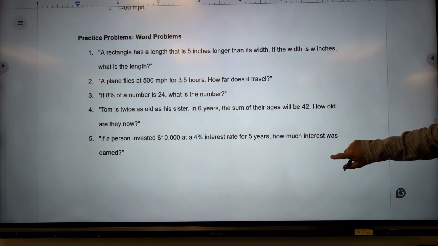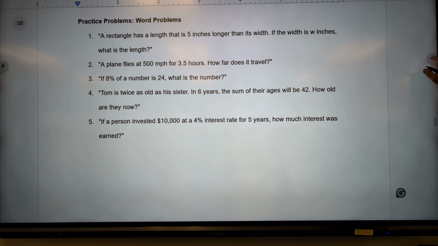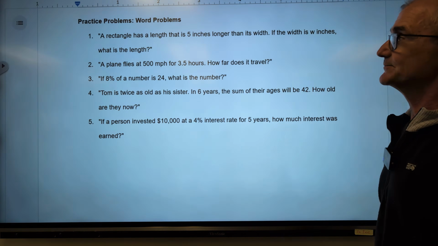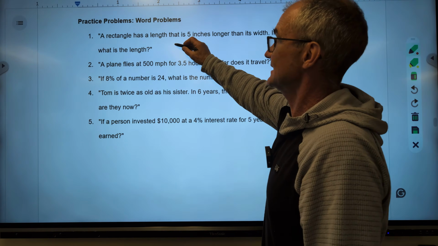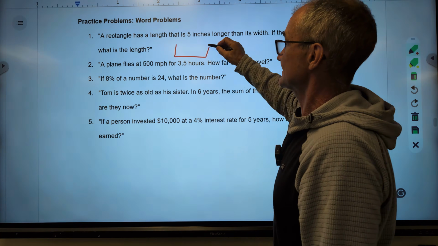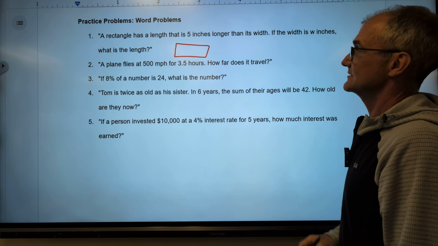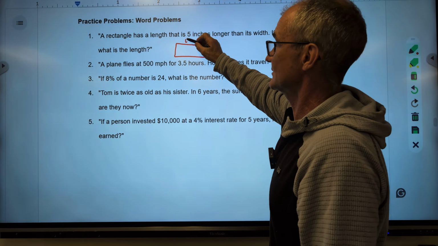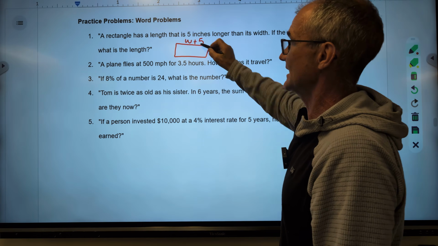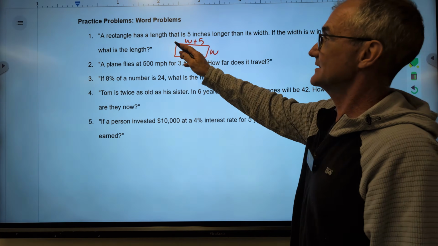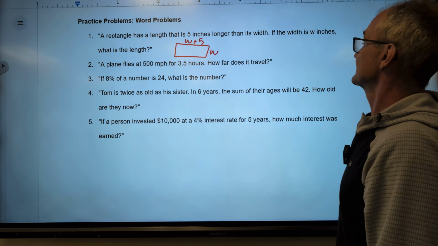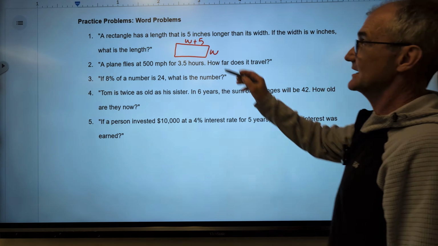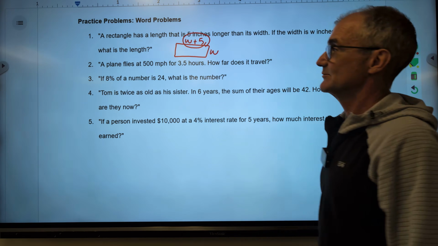All right, let's move on to our practice problems here. Again, pause the video, do these problems before I do them. A rectangle has a length that is 5 inches longer than its width. So if this is width, the length is whatever the width is plus 5. We double check that. The length is 5 inches longer than the width. If the width is W, what is the length? Well, the length is going to be W plus 5.